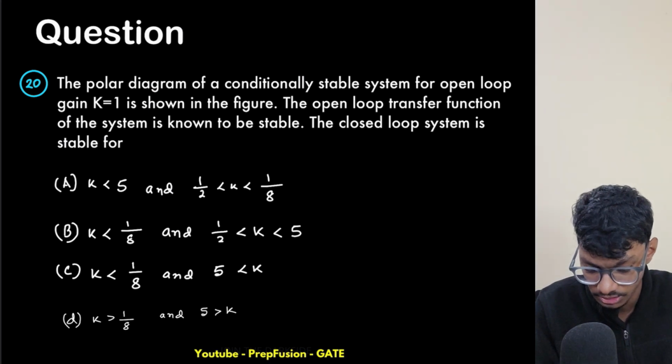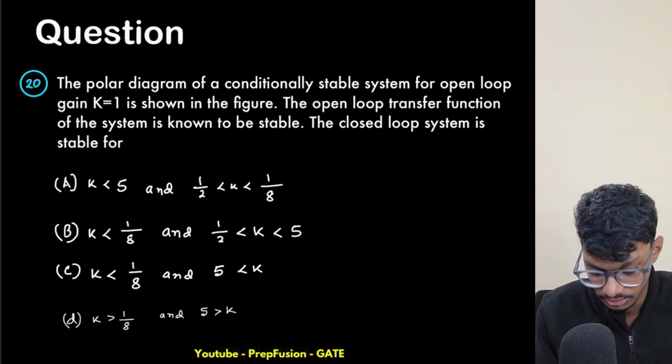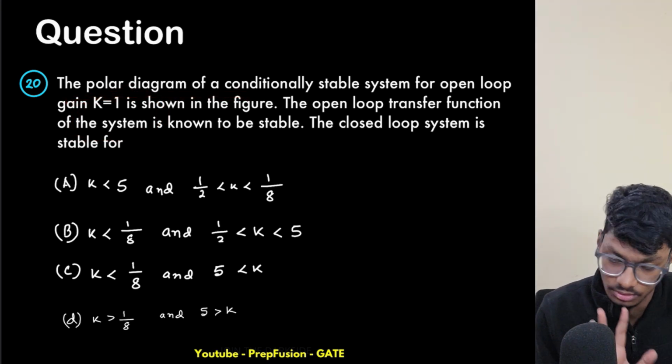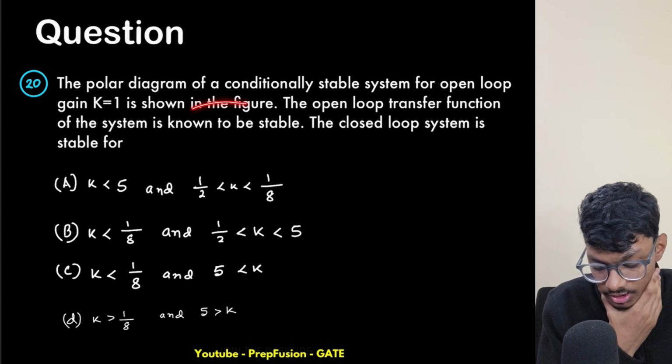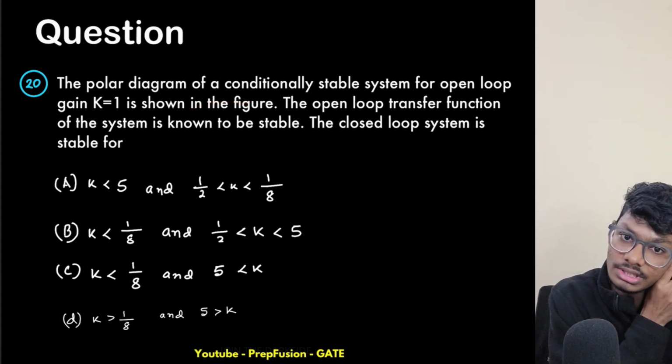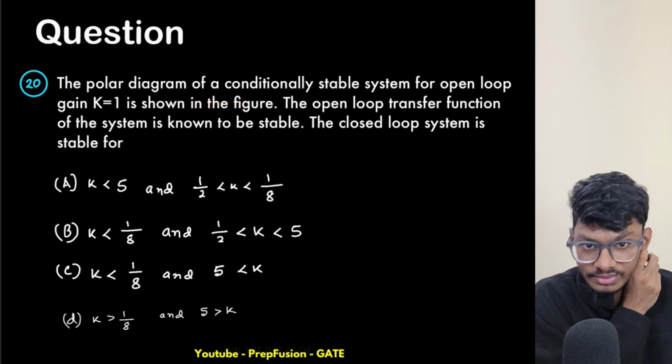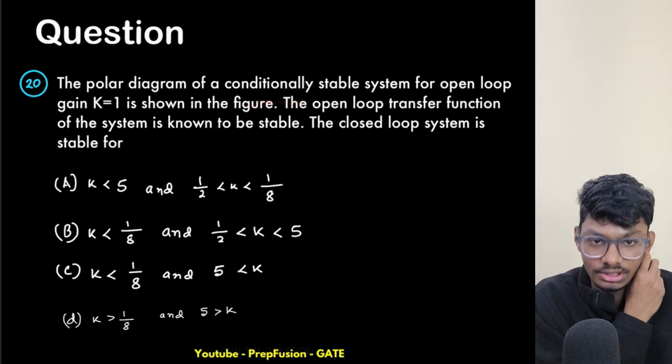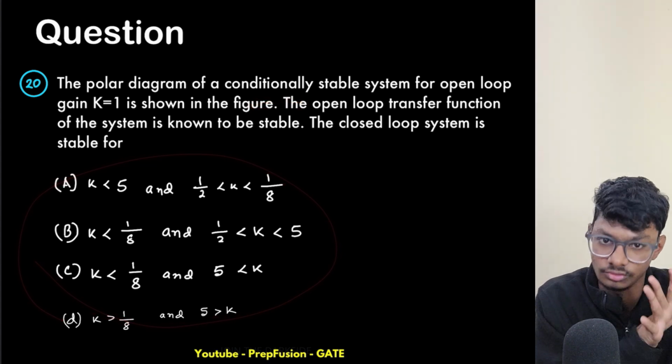Now this is the next question. In this question, they have given the polar diagram, that is on the next page, but let's read, of a conditionally stable system. Conditionally means it depends on some condition, right? Whether it will be stable or unstable, okay? That's what condition means. And which condition it depends on, here it is given, right? So we'll read the question.